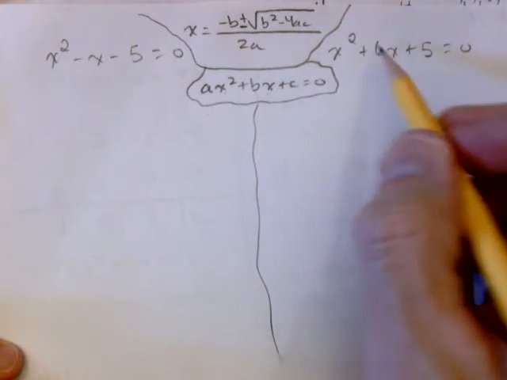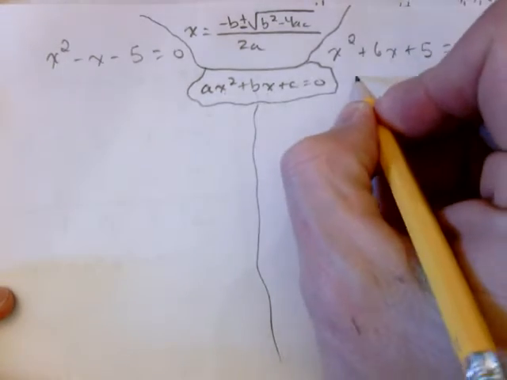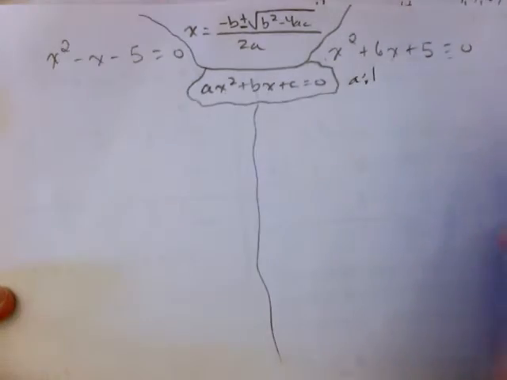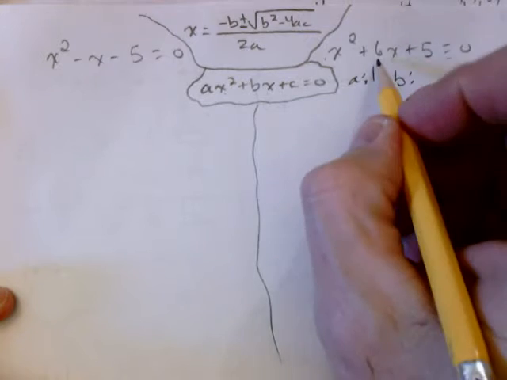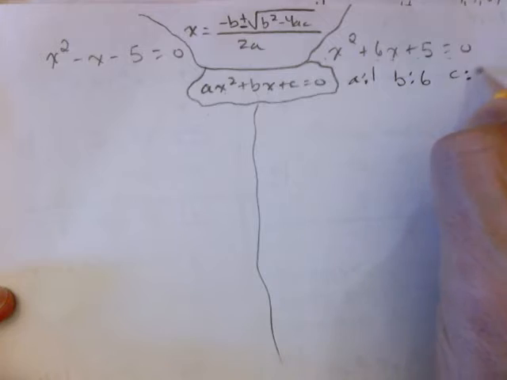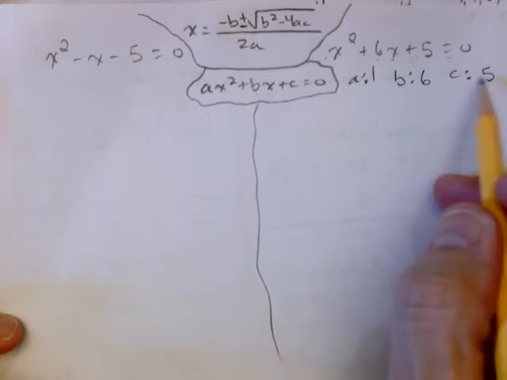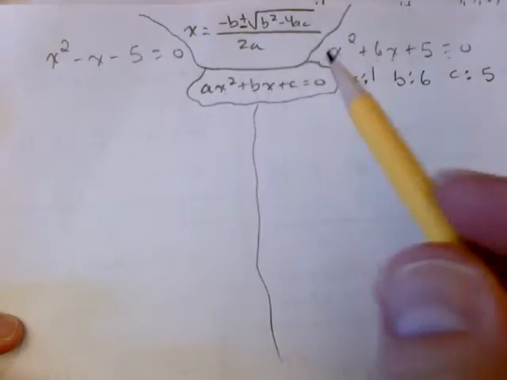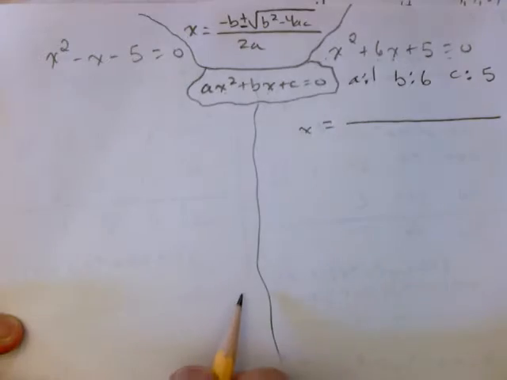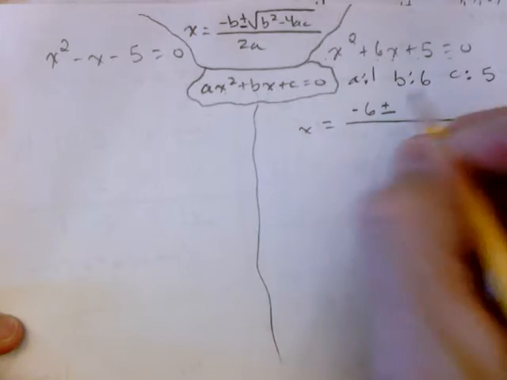So if we take a look at this equation, x squared plus 6x plus 5, my multiplier on x squared is a, which is going to be 1. The multiplier on x is my b value, so that's 6. And then c is my constant, 5. So now I take the a, b, and c, and I substitute those into this expression. So the opposite of b, the opposite of 6, and then plus or minus.